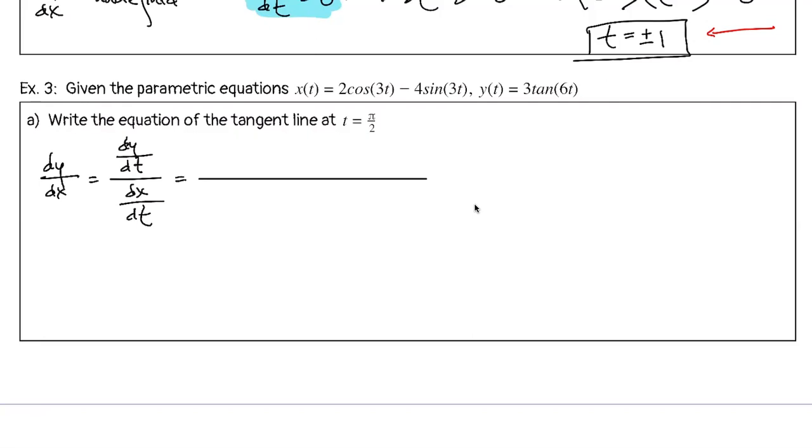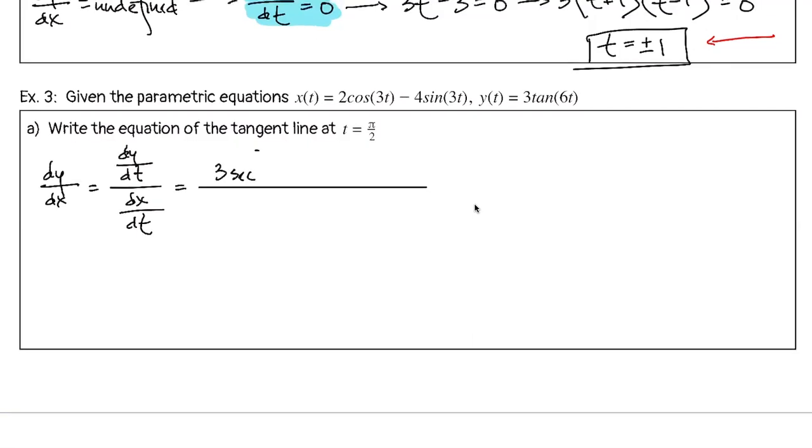All right, so when we take the derivative of 3 tangent 6t, we should get 3 secant squared of 6t. But if we stop there, we would be incorrect. We would be missing a factor of 6, okay? Where did that 6 come from? Chain rule. Yeah, it comes from the chain rule, okay?